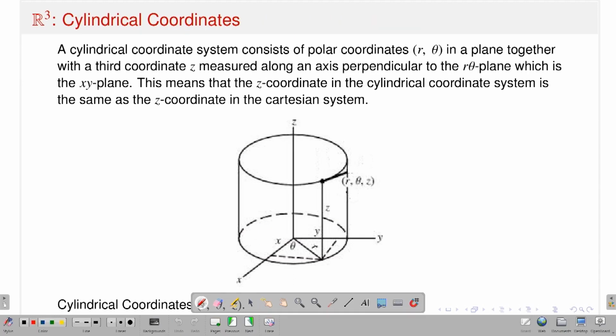The points in R3 can be represented by another system of coordinates, which is called cylindrical coordinates. A cylindrical coordinate system consists of polar coordinates in a plane together with the third coordinate z measured along an axis perpendicular to the r theta plane. So basically, in x, y we use polar coordinates r, theta, and z is kept the same. Okay, that is the cylindrical coordinate system.